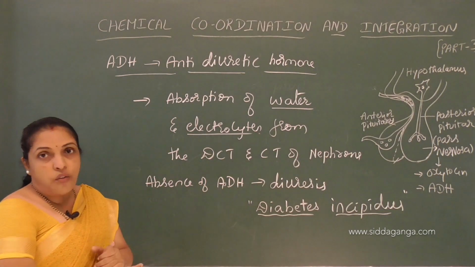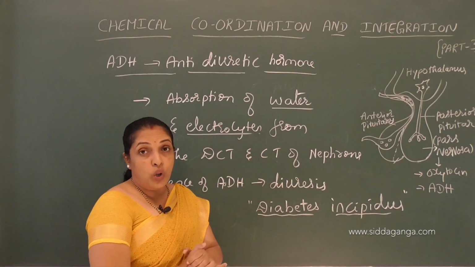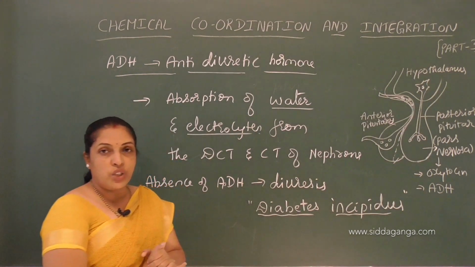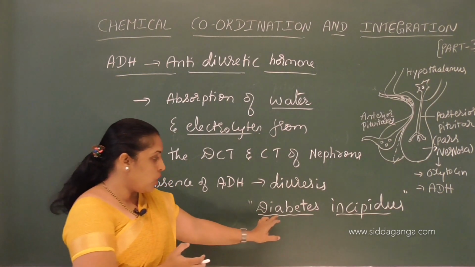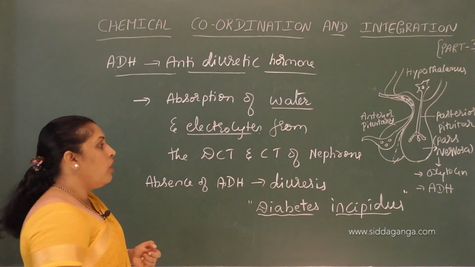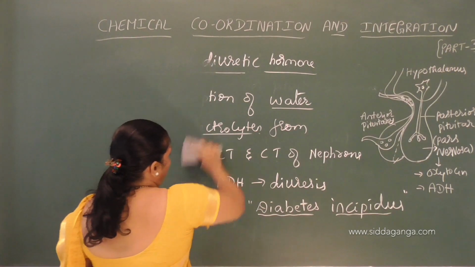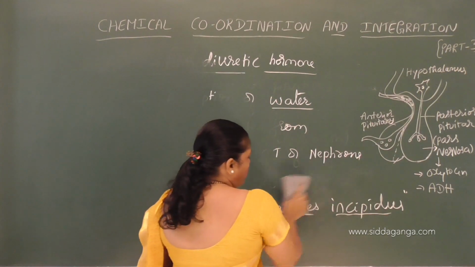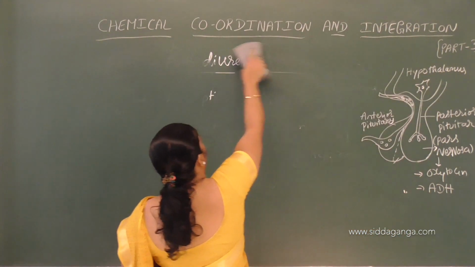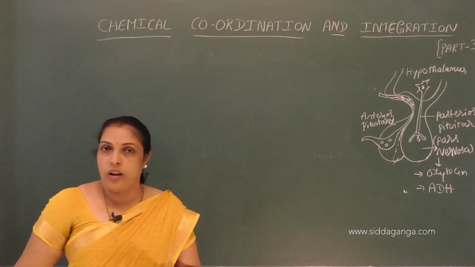In the absence of this hormone, we see a condition called diuresis, where we see polyuria and the person feels thirsty, and we can also see dehydration in that person. That condition is called diabetes insipidus. So this is about the hormones produced by the pituitary gland. As most of the functions in our body are controlled by hormones produced by the pituitary gland, the pituitary gland is called the master of endocrine glands.